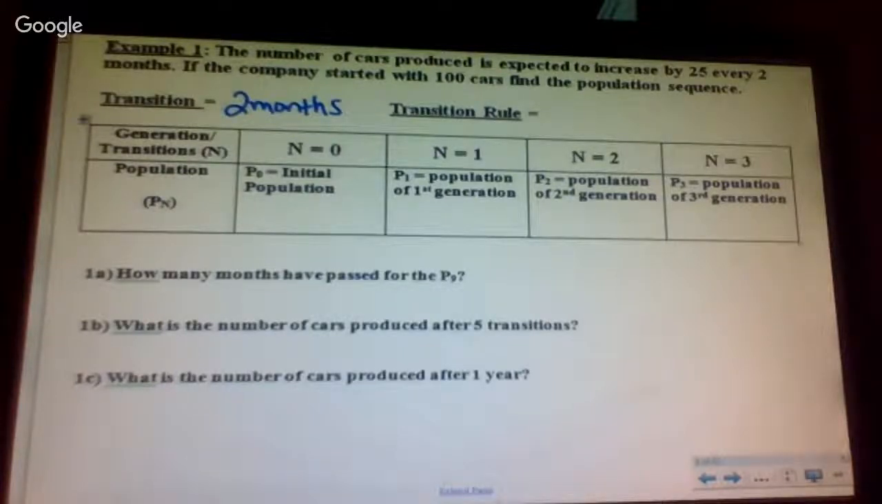Your transition rule is something called a recursive sequence. It's an equation. So your new answer, P sub n, equals the previous number, which is written as P sub n minus 1, and it's changing by 25 each time.